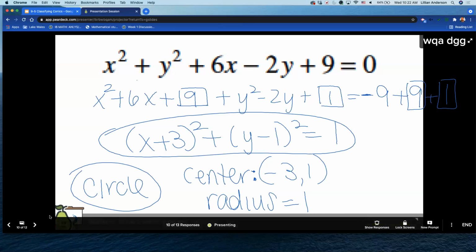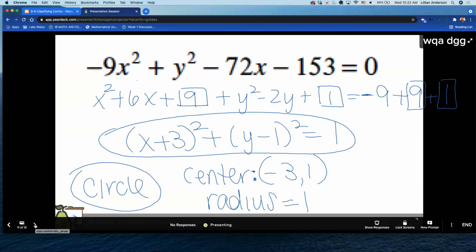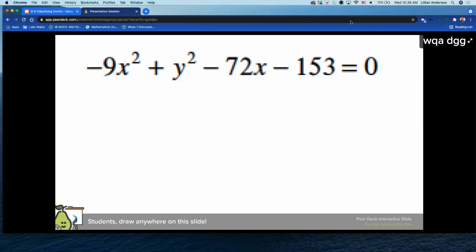Here's your next one. Online, what conic is this? Hyperbola. It's a hyperbola, okay? And because it's a hyperbola, there's a vertical type of hyperbola or a horizontal hyperbola. Since you did put it into standard form, or I hope you put it into standard form, is this one vertical or is it horizontal? Vertical. This one is very much vertical, okay?